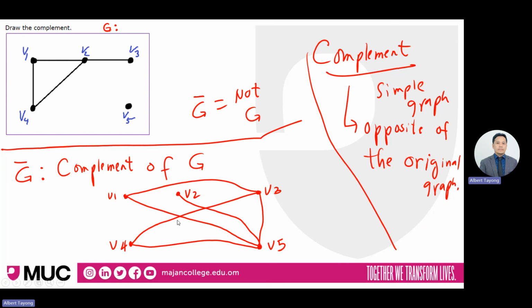So this is basically our answer. This is the complement of this original graph. This is the opposite of G. Okay, so that's how to do it. I want you to rewind, forward the video, or pause the video for you to understand better.